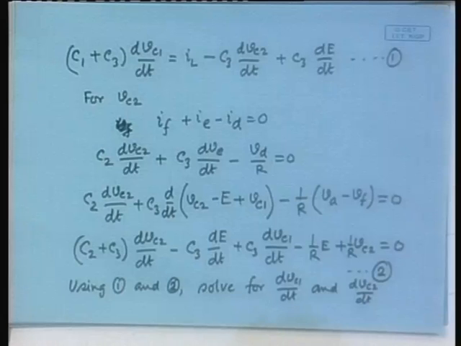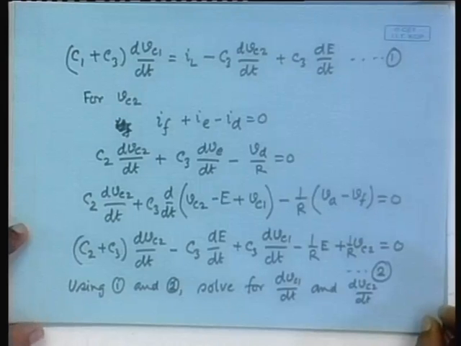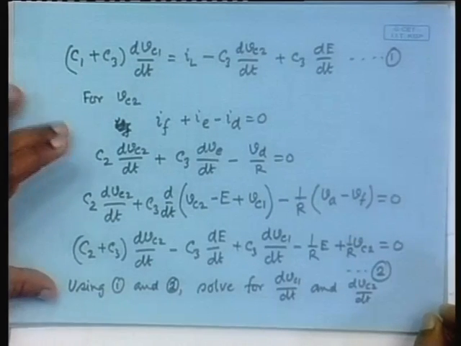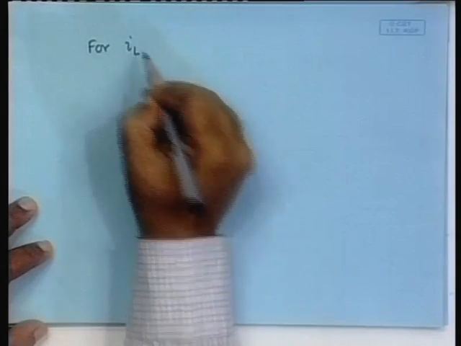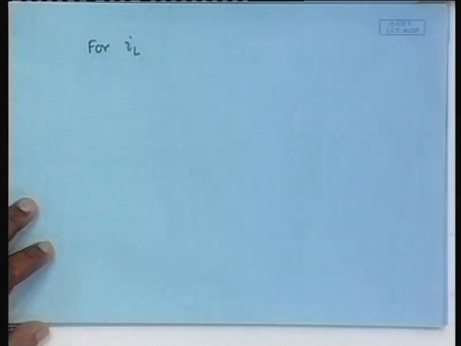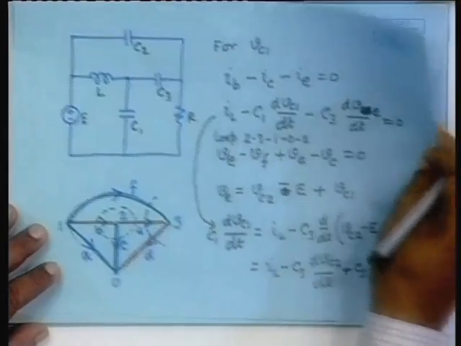That is how we obtain the equations. Clear? Fine. I am not going to do this because you can always do that, it is not a big deal. Third equation, there will be three things for I L, for I L, how do we write it?